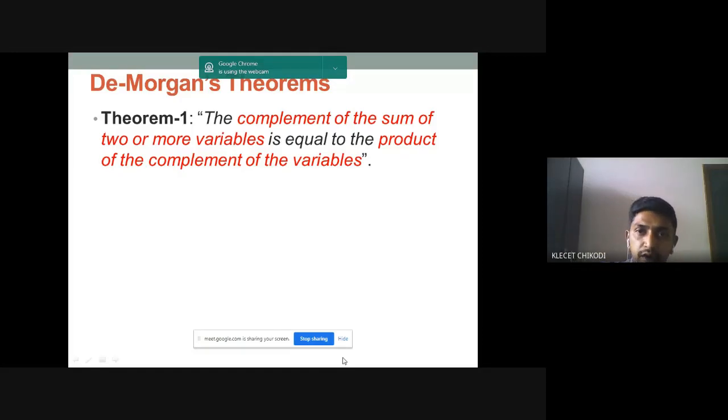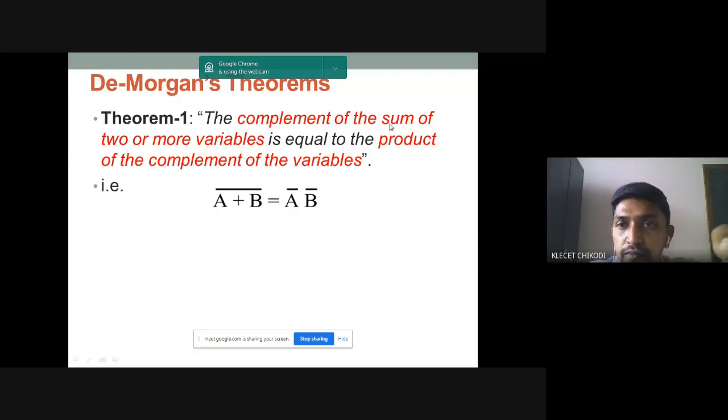So here what they have mentioned, the complement of the sum of two variables is equal to the product of the complement of the individual variables. Okay, you see that here. So that is, you can see that. What they have told, sum of two or more variables, that is the complement of the sum. Just don't see the complement part first. See the sum of two variables. It is there, A plus B. Now apply the complement. Complement of the sum of the two or more variables.